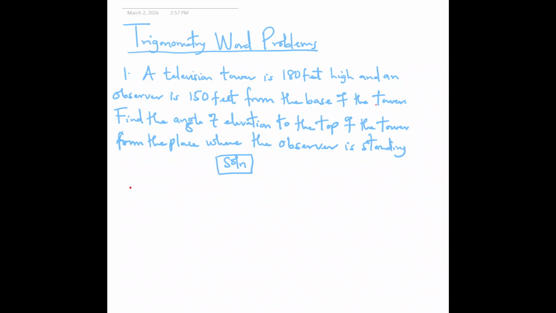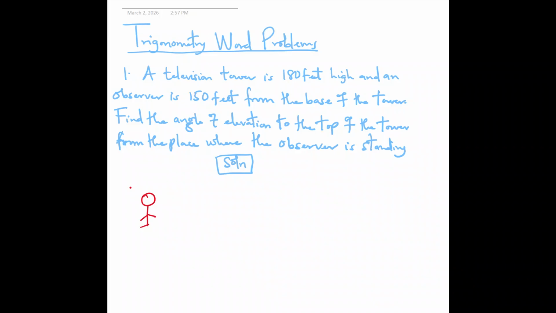And the first question says, a television tower is 180 feet high and an observer is 150 feet from the base of the tower. Find the angle of elevation to the top of the tower from the place where the observer is standing. I already explained angle of elevation and angle of depression.